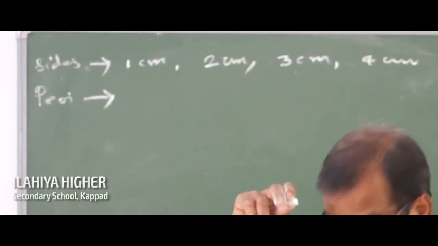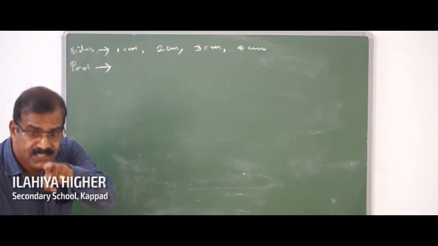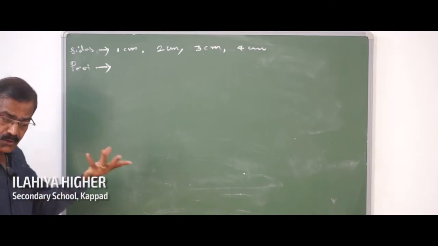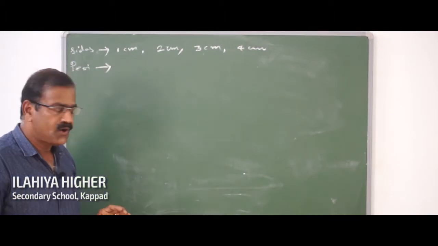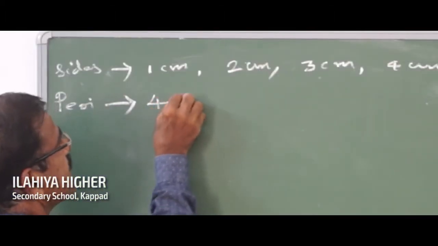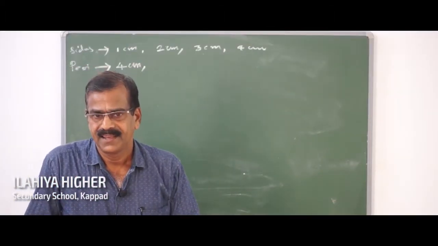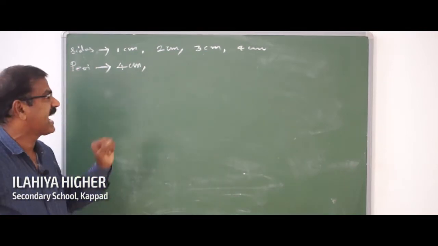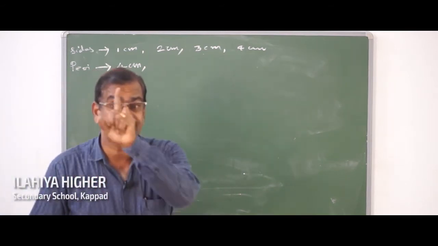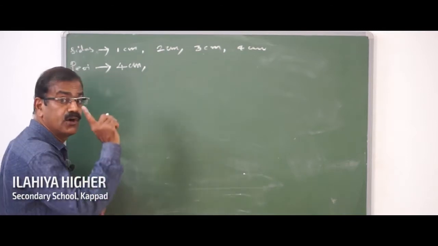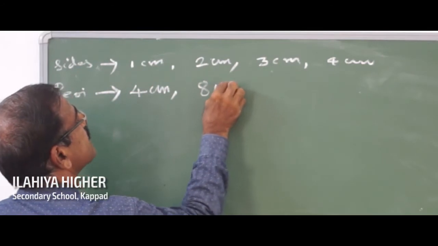Here perimeter of the first square having length of one side 1 cm is how much? 4 cm. Why? Because I told you a square has got 4 equal sides. So 4 cm is the perimeter of the first square. Then what is the perimeter of the second square having length of one side 2 cm? 2 plus 2 plus 2 plus 2. How many 2's? 4 2's. So 8 cm. That is the perimeter of the second square.